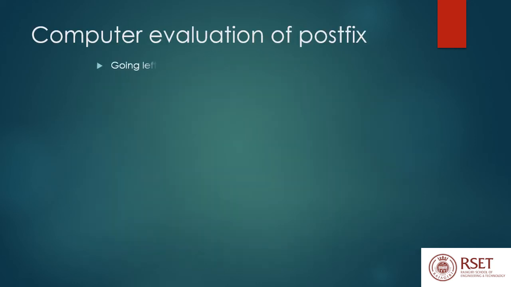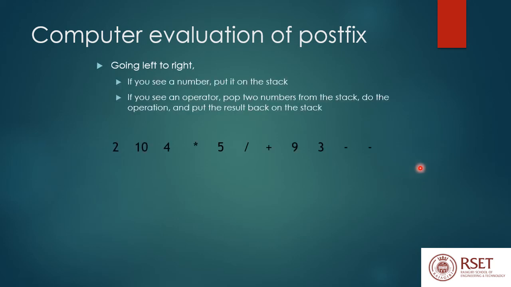And one more example. The one that you have done manually, how will you do that with the help of a stack? 2, push it into the stack. 10, push it into the stack. 4, push it into the stack. Again, you see an operator. What do you have to do? You have to pop the top two elements. A is 4. The next to top element is 10, which is assigned to B, and you will be doing 10 into 4. You will get 40.